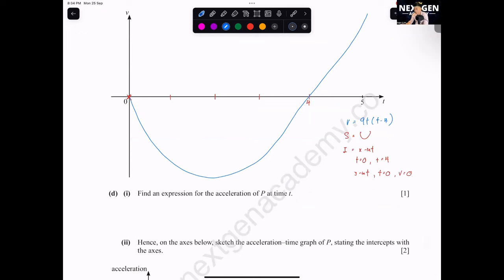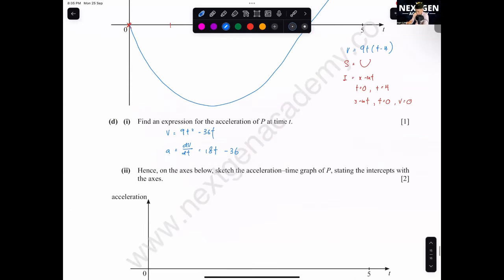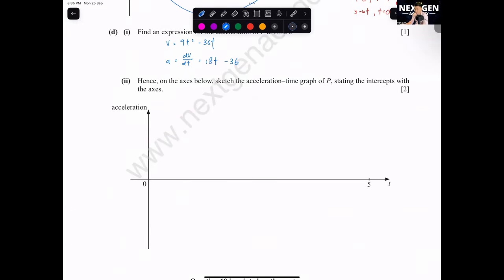Okay, next one. Find an expression for the acceleration of P at time t. For me to get acceleration, I need to differentiate my V. Okay, 18t minus 36. Okay? All right.